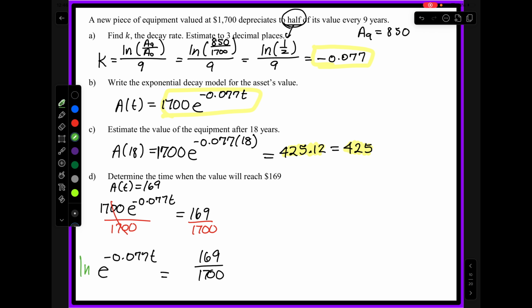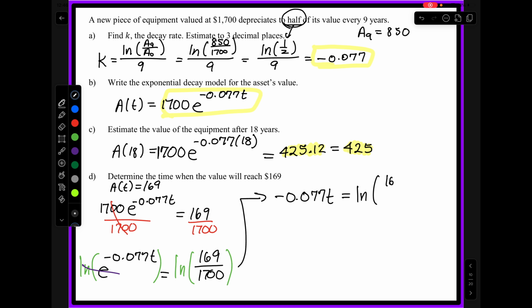We're going to now take the natural log of both sides. So this can cancel out, and we're left with negative 0.077t, and that equals the natural log of this ratio. We divide one more time, let me not forget that negative sign. And there is our answer.